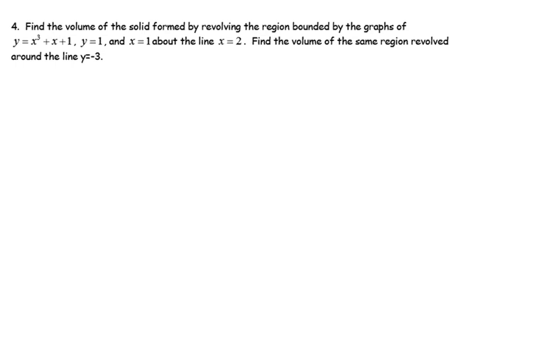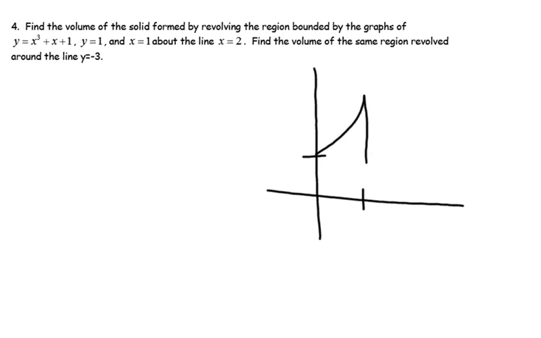So we have the function x cubed plus x plus 1, bounded by the lines y equals 1, x equals 1, and then rotated around the line x equals 2. So again, I'm just going to give you the graph. It's going to look like it's bounded by y equals 1 and x equals 1, and it'll just kind of look like this. Okay. All right, and then rotated around the line x equals 2. So that is vertical. So our rectangles will be vertical.